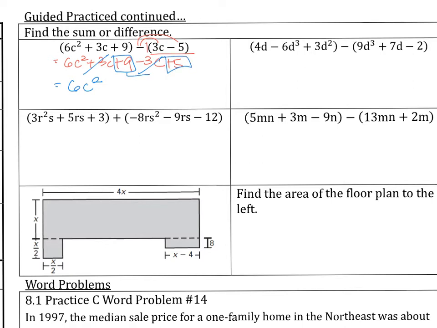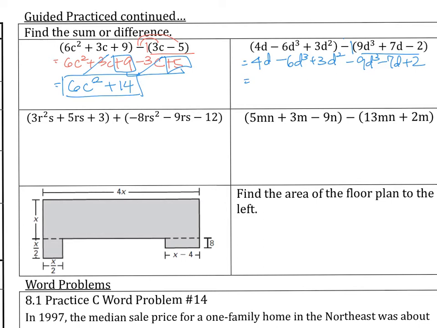So I could add these together to get plus 14. And thus, this is simplified. And we look at the next example. Again, I need to distribute the -1 into this trinomial. I'll recopy the first trinomial, 4d minus 6d cubed plus 3d squared, minus 9d cubed minus 7d plus 2.